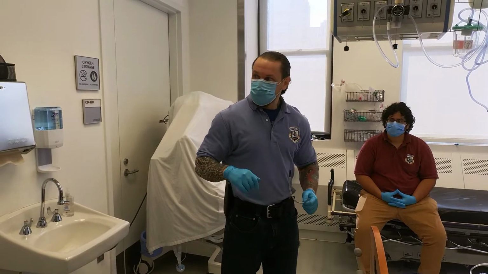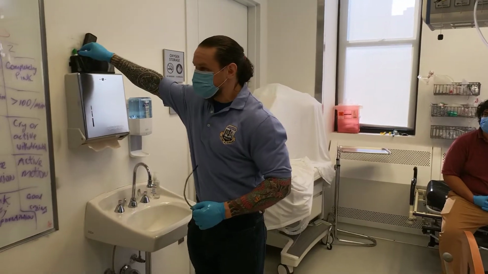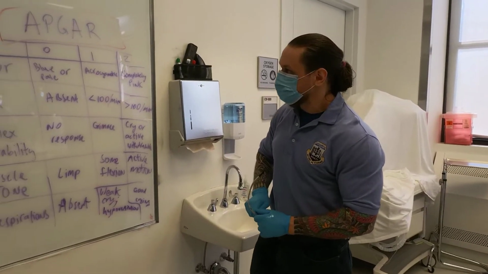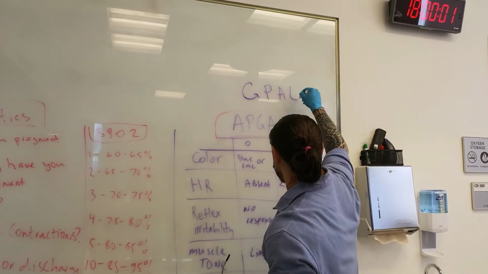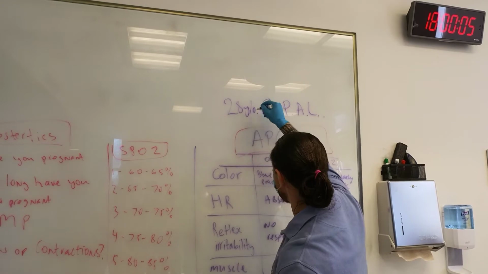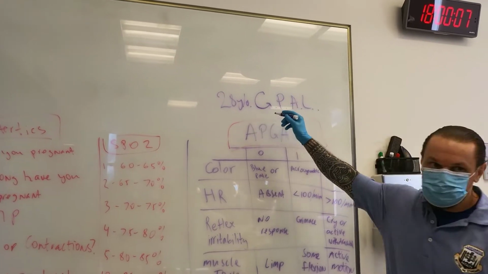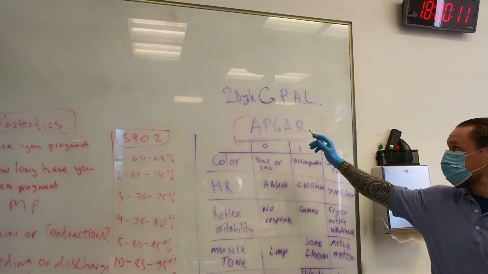The other thing, I don't know if Moon talked about it, there's something you could ask in your history, I didn't write it down, known as GPAL. So we usually say, let's say, a 28-year-old female presents with GPAL, right? So G stands for gravida, how many times she has had a gravid uterus, right?